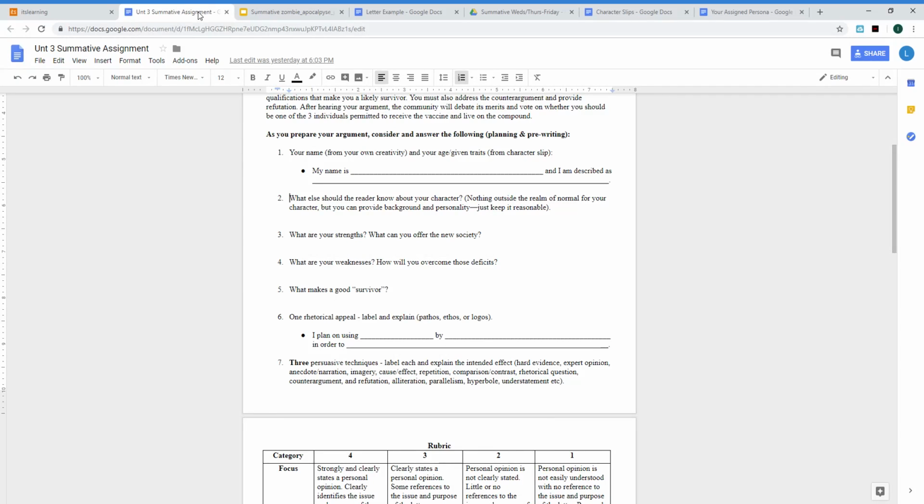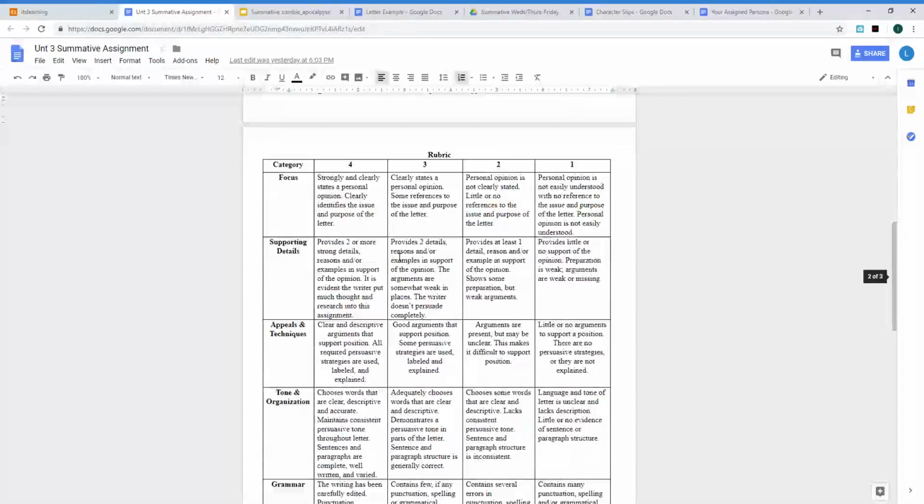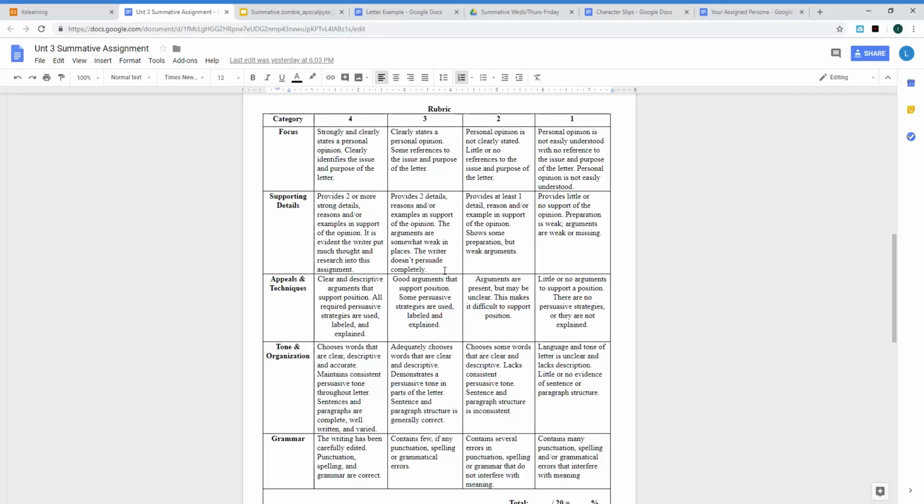It also helps me to identify it because maybe it's not immediately clear to me that you used that rhetorical device. And if you didn't label it, maybe I mark off on the rubric that you didn't use as many.